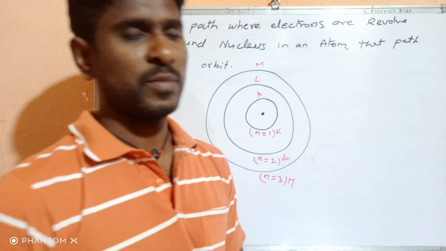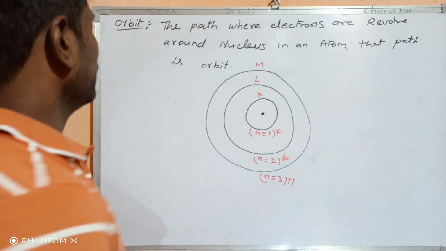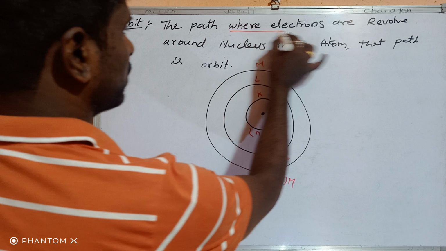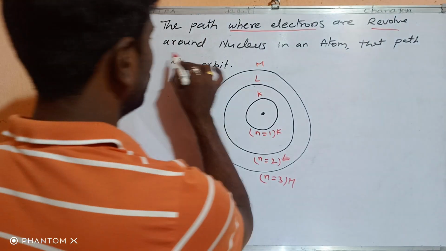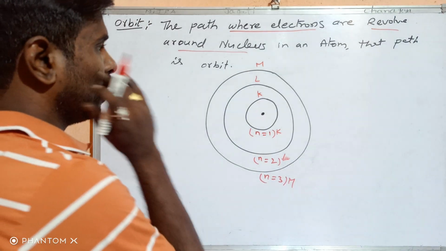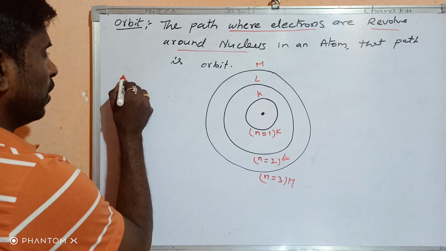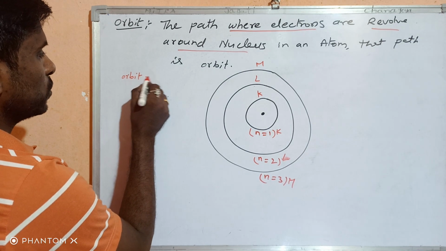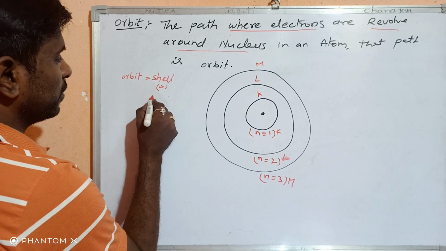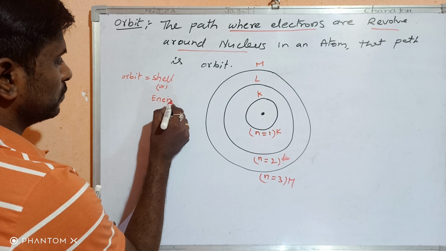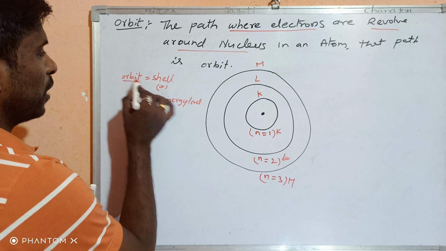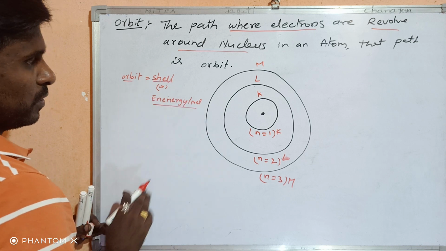Today's topic is chemistry: orbit. The path where the electrons revolve around the nucleus in an atom is called an orbit. Orbit is equal to shell, or energy level. Energy level, orbit, shell, energy level, these all are the same.